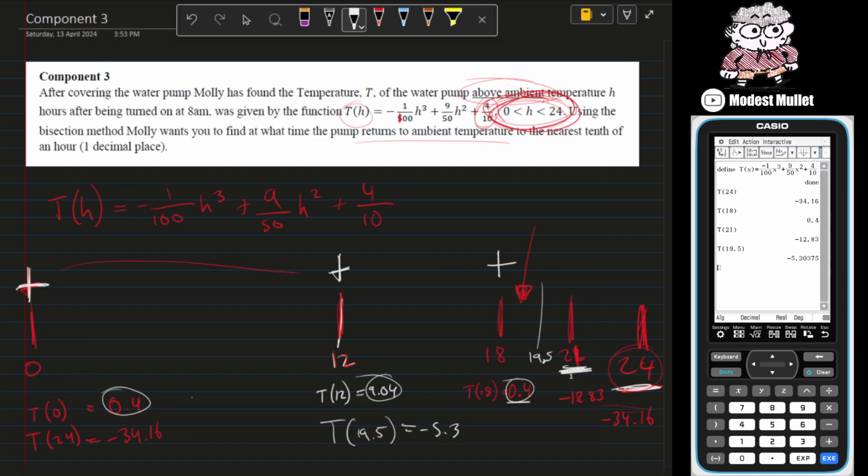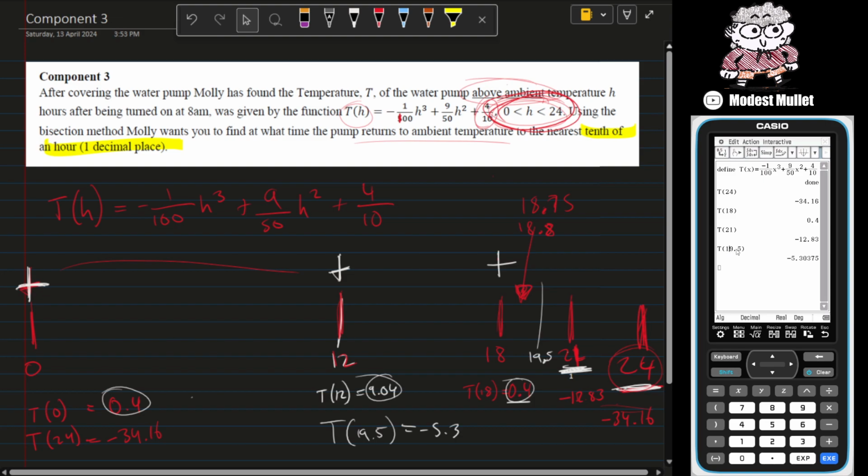Okay, so since we are only going to the nearest tenth of an hour, or one decimal place, even halfway between 18 and 19.5, what will that be? That'll be 18.75. We don't go to 18.75 because that's two decimal places. Either pick 18.7 or 18.8. Now I'm going to take a nudge on 18.8. So let's try that. 18.8.